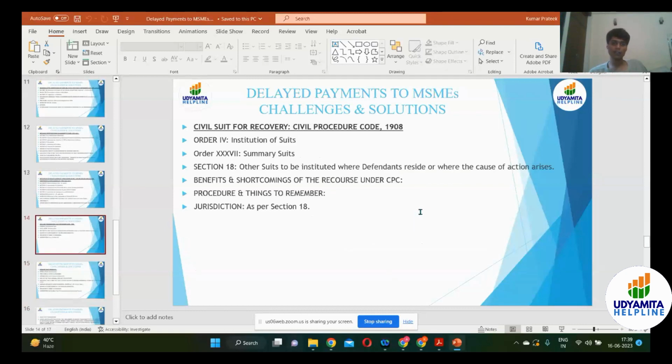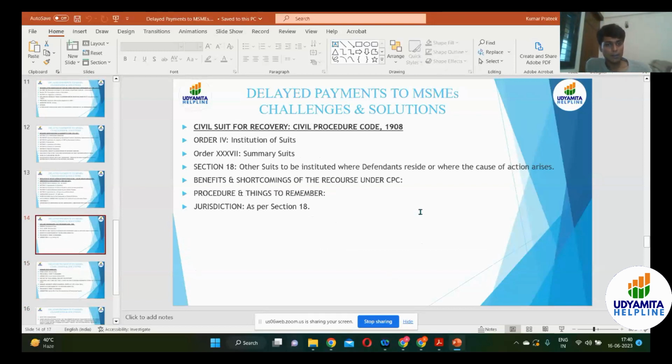Moving to the next. Lastly, this is the most classic tool for recovering any amount, which is a civil suit for recovery under the Civil Procedure Code. Order 4 states the institution of suits, how suits are instituted, and it is the most basic way of recovering the money.